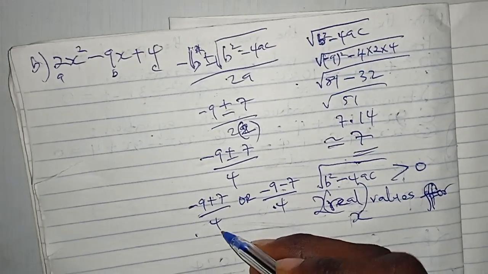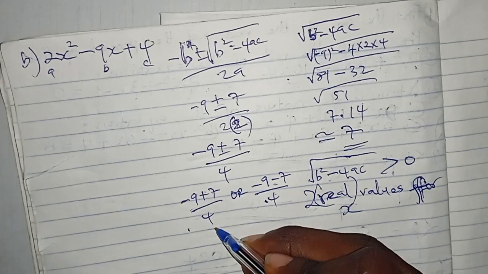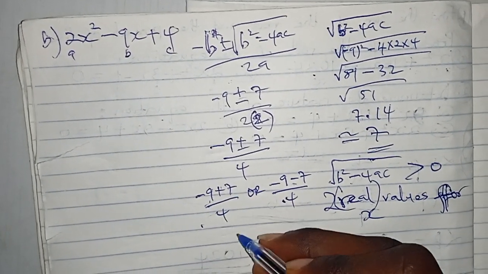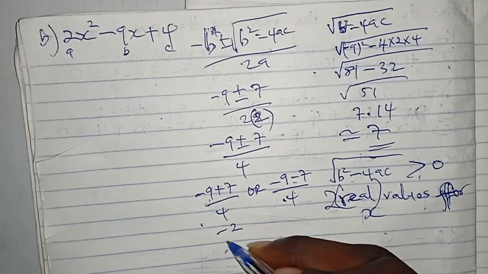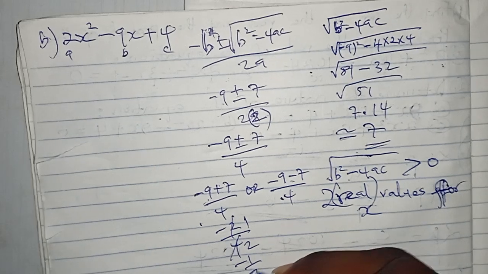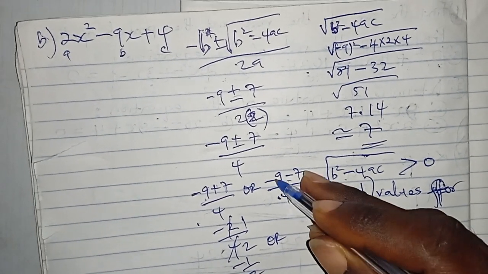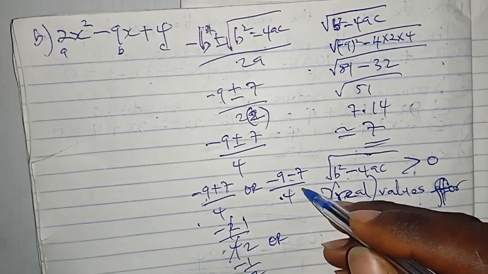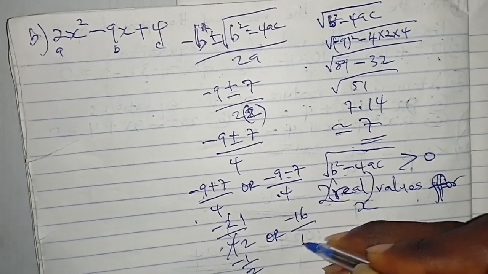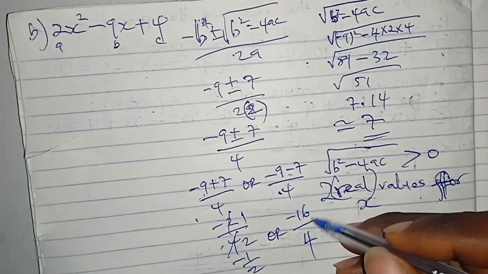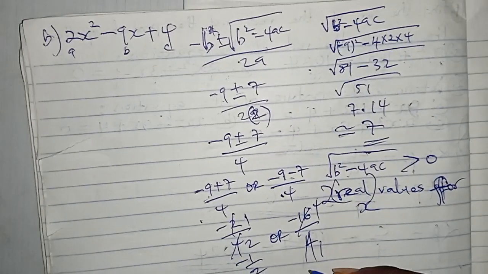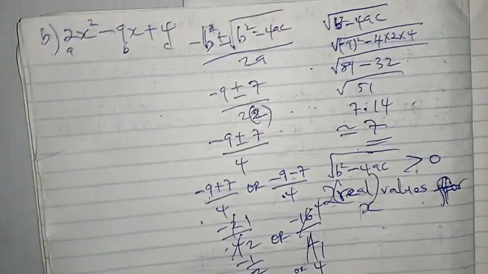So it's important to know that that is how you determine the nature of a quadratic equation. So I can do this now. Minus 9 plus 7 will give me minus 2 over 4. 2 here, 1. 2 here, 2. So minus 1 over 2. Or minus 9 minus 7. I'll get minus 16 over 4. So 4 here 1, 4 here 4. So I get minus 4.